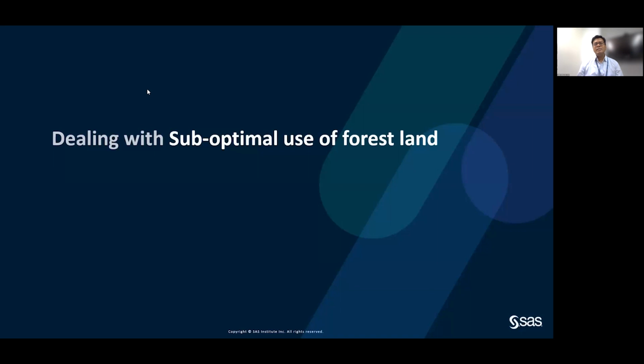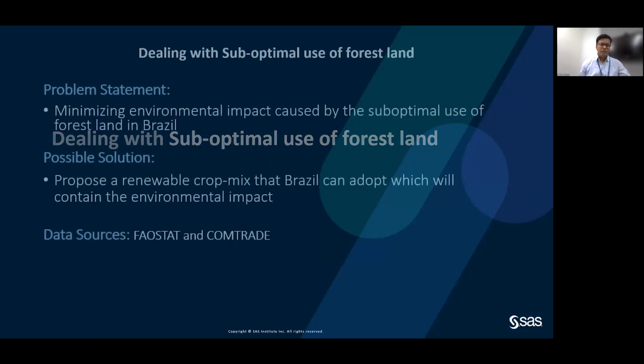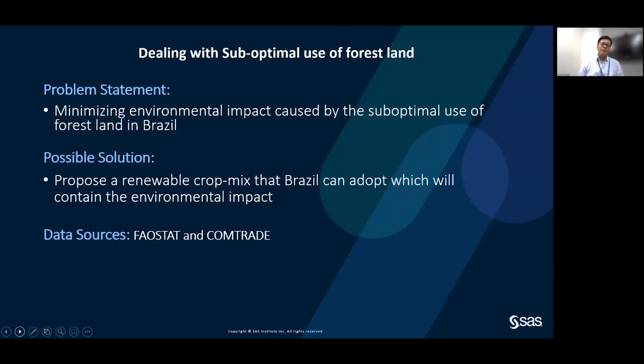So there are various measures to measure the impact on the environment. The first measure, of course, is the degradation, percent of degradation. This is something that is available from the data that we are going to look at in the next slide. So our problem statement clearly was to minimize environmental impact caused by the suboptimal use of forest land in Brazil. As Dev's problem, he addressed the problem specific to Bolivia.